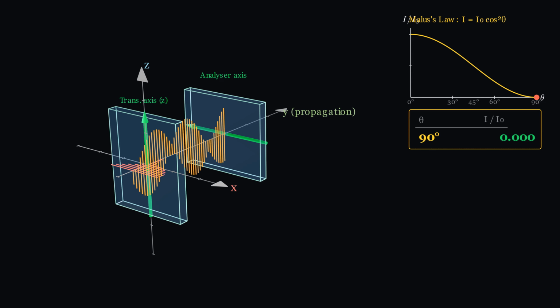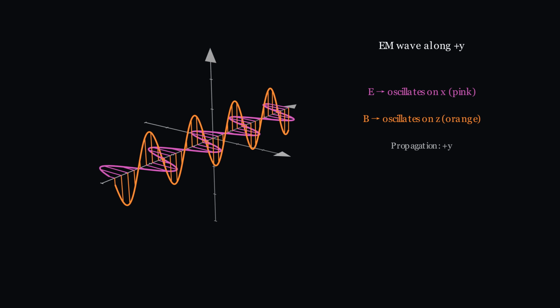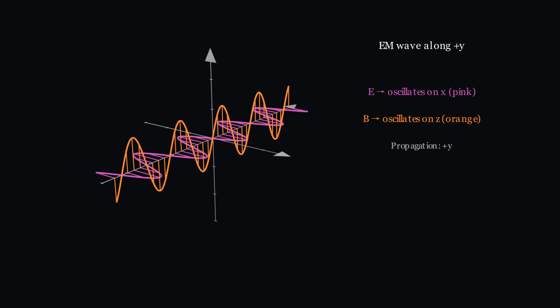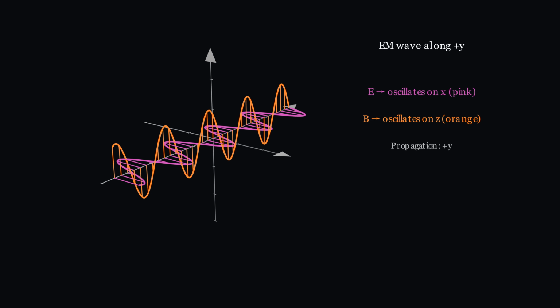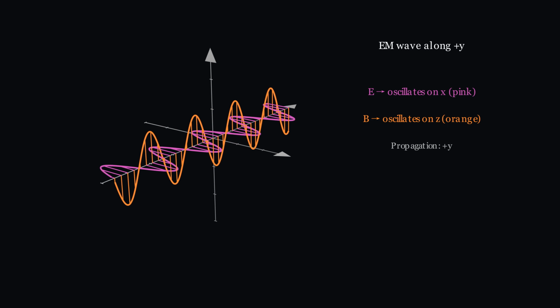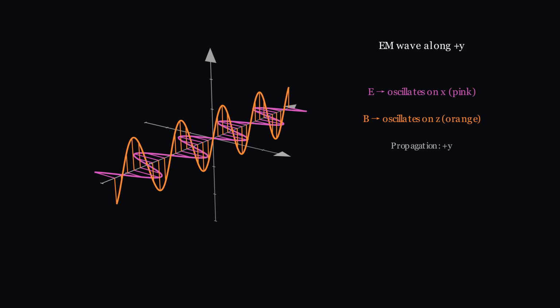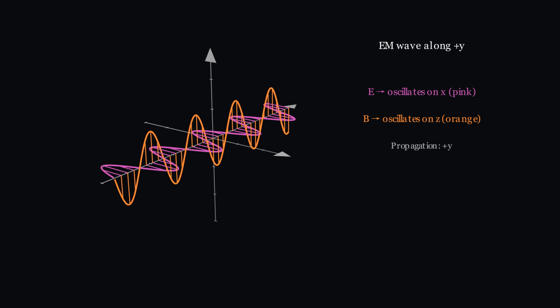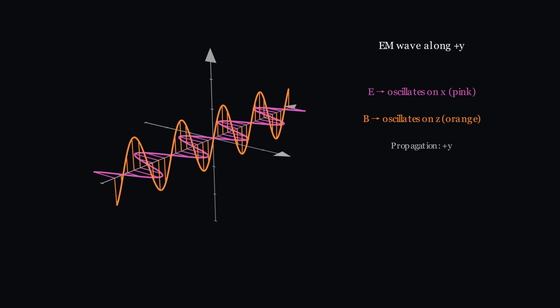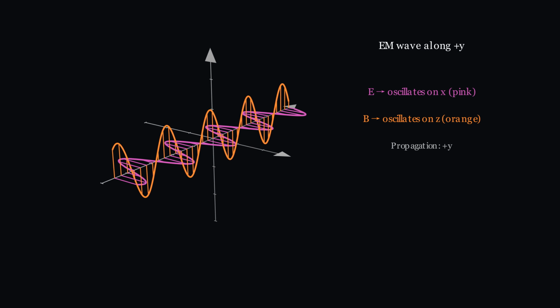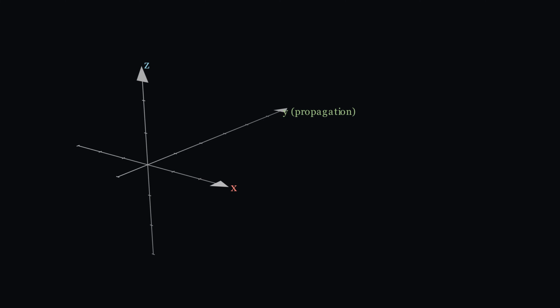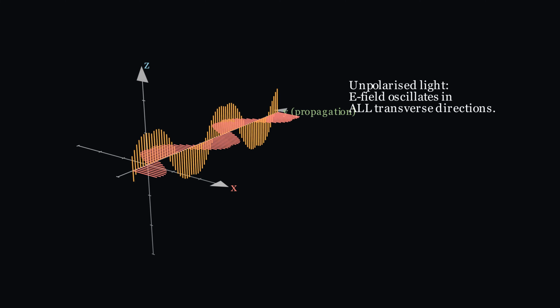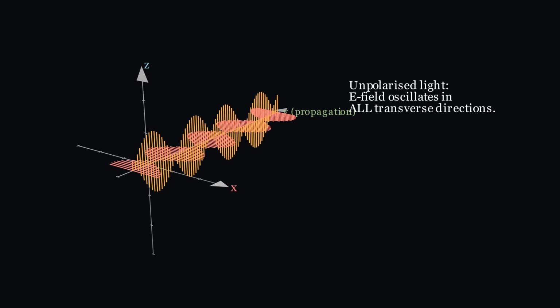In this lesson we study the polarization of light, and Malus's law. The transmitted intensity equals I0 cos²θ. Light propagates along the y-axis. The transverse plane is spanned by x and z. Unpolarized light has an electric field oscillating in every direction transverse to the ray.